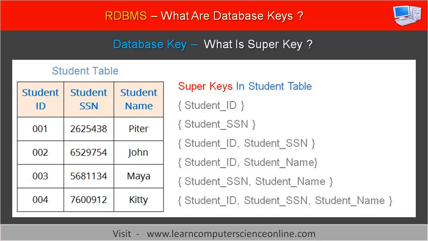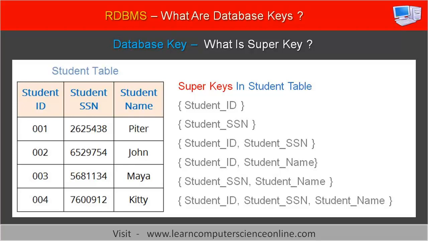And finally, the sixth option for the superkey is 3 columns together. That is a composite key from student ID and student SSN and the student name attribute. All these superkey options can uniquely identify each record in this example student table.